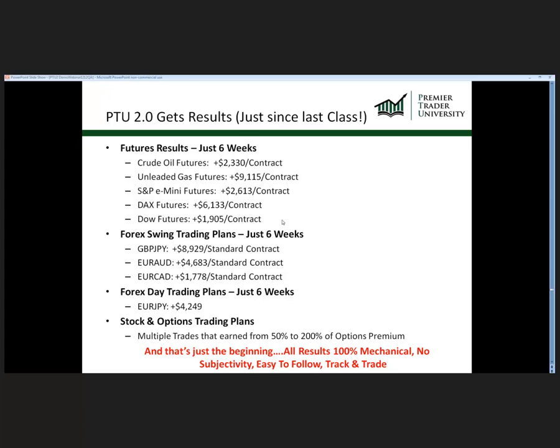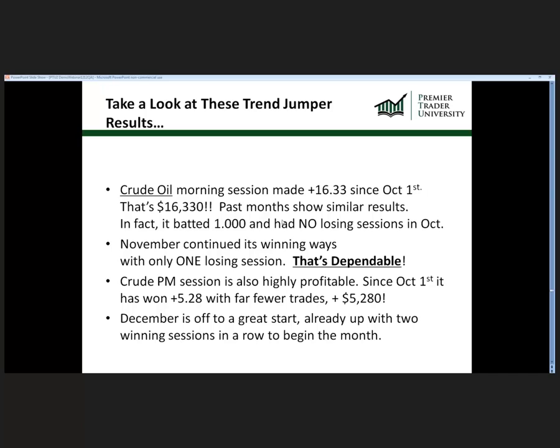But beyond that, these are the exact trades that set up, winners and losers, which we had both, in just 6 weeks. So remember these numbers as we move through this a little bit. Trend Jumper on crude oil has been doing amazing. A little bit over $16,000 since October 1st. That's over $16,000, by the way. In fact, in October, like Troy mentioned here, it didn't even have a losing session. In November, only one losing session.